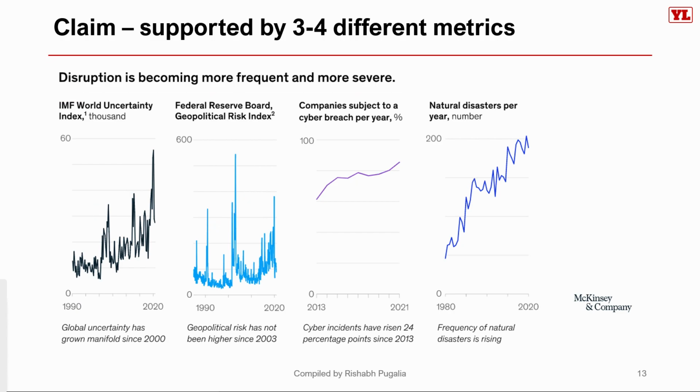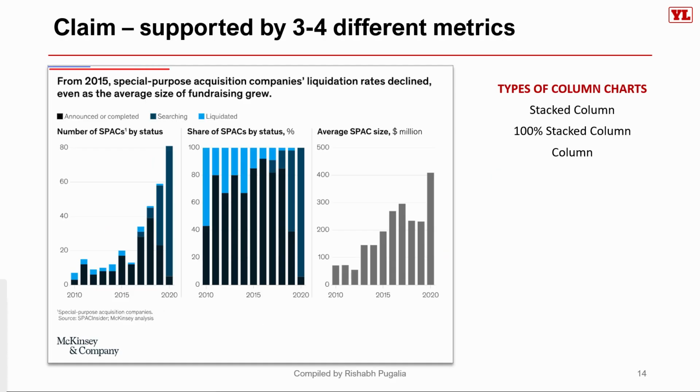So I like this particular style, and I saw the same style being used multiple times in their reports. For example, from 2015 Special Purpose Acquisition Companies, or SPAC in short, liquidation rates declined even as the average size of the fundraising grew. Now, for a lot of you, this might seem a little technical, but ignore the technicalities, but look at the way the point was being made using 3 different perspectives.